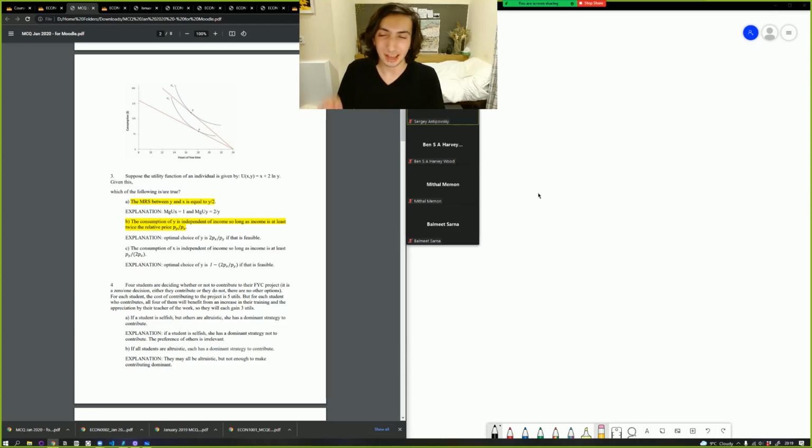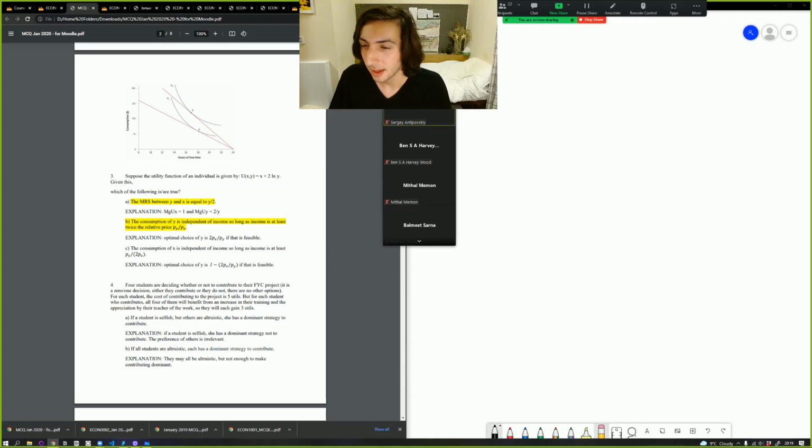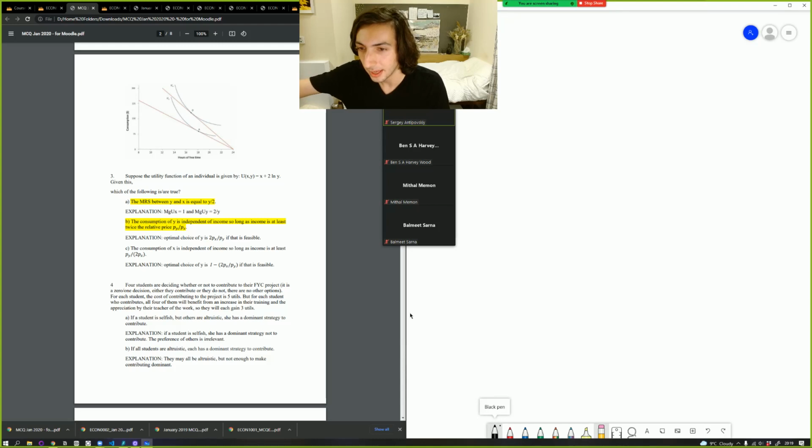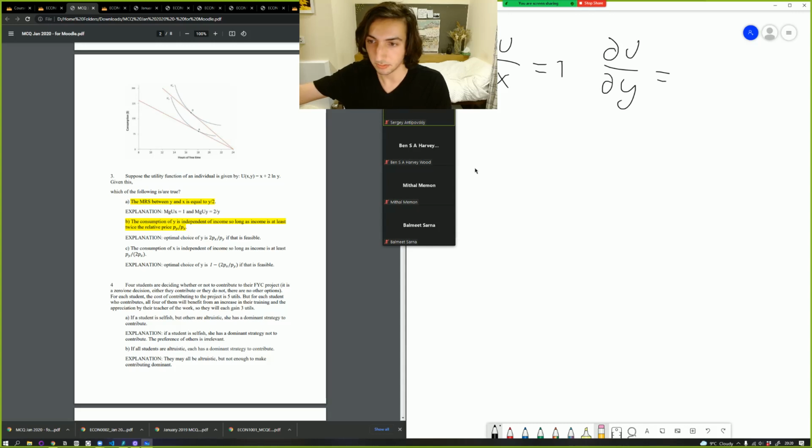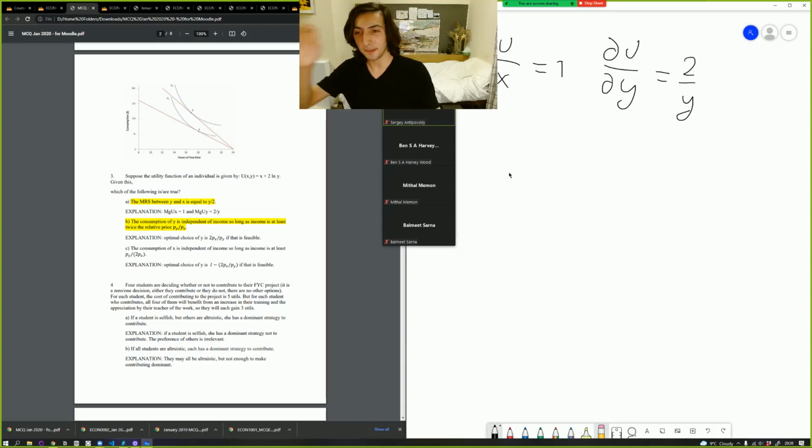Okay, so suppose the utility function is given by that. What it looks like there is the partial derivatives. So the partial derivative of u with respect to x is going to be 1. And then the partial derivative with respect to y is 2 over y. So that's essentially what you get there.